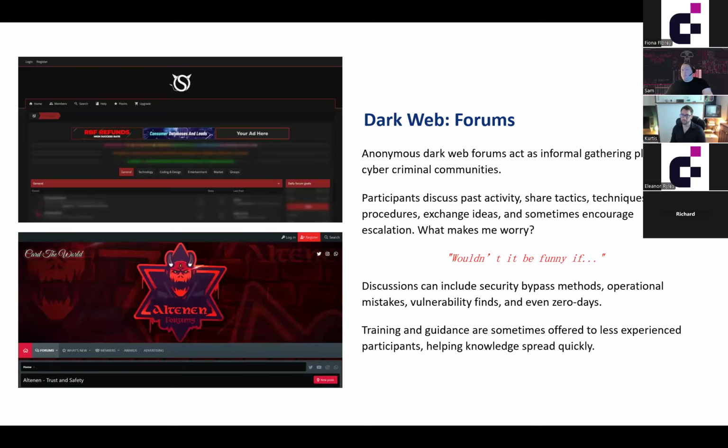Discussions can include security bypass methods, so showing off to each other. It's like, oh, I've just realized that on Facebook, when they ask for your CV to be uploaded, you can put some malware in there. That's an old one that they've patched, by the way, but that's the kind of thing that happens.